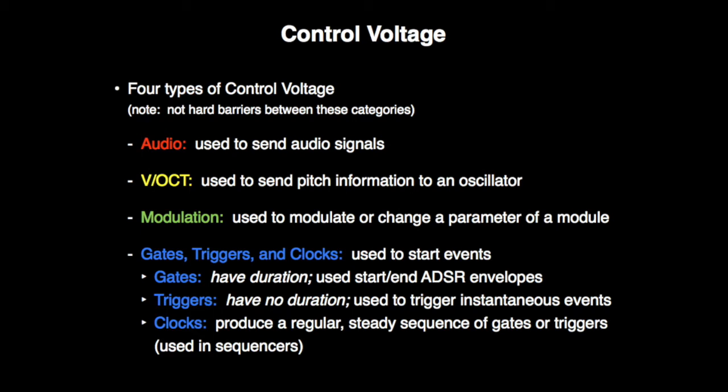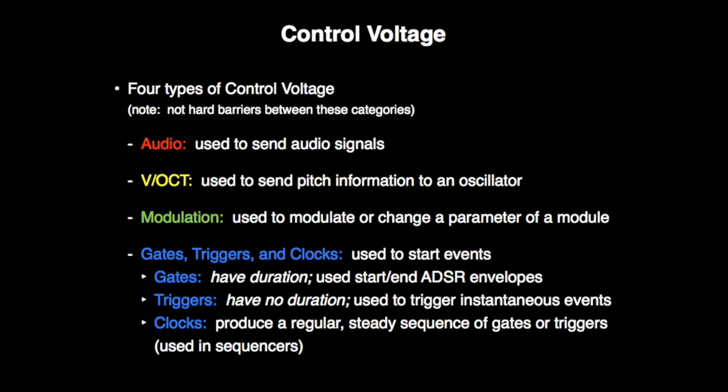Third is modulation. And this is going to be any voltage that's used to modulate or change or control a parameter of some module. So for instance, if we send an LFO to give some vibrato to a signal on an oscillator, that's modulating. That's adding some frequency modulation, and it's changing that parameter, the pitch in this case, of that oscillator. And our last is a group of three different control voltages: gates, triggers, and clocks. And these are all voltages that are used to start events of some kind.